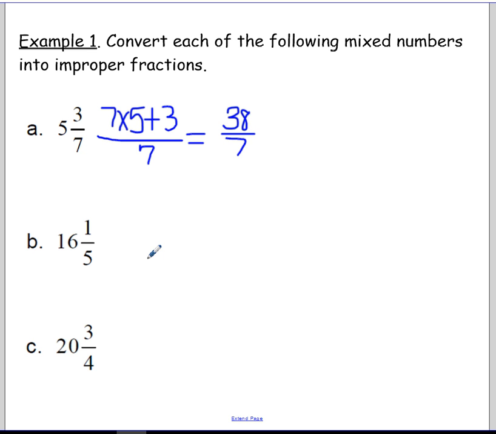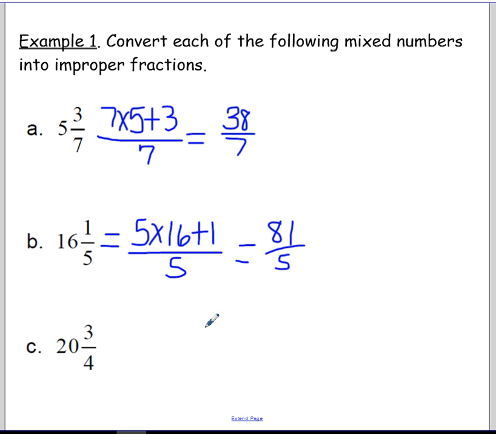Let's try another one. For B, we have 16 1/5. So let's take our 5 and multiply it by 16 and then add 1. And all of that will be over our denominator of 5. And so 5 times 16 will equal 80. 80 plus 1 will give us 81. So 16 1/5 equals 81/5.